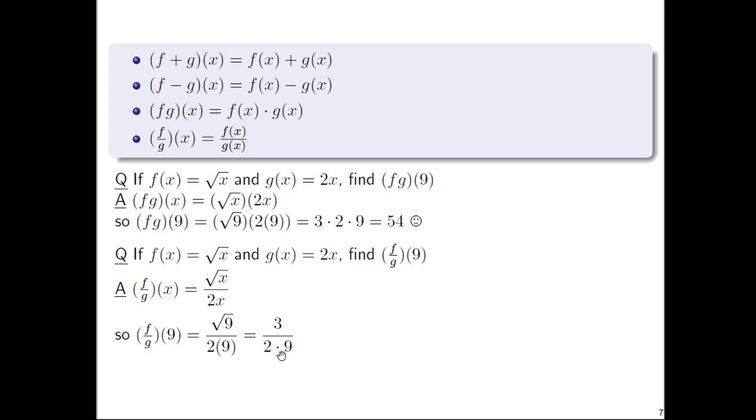Now, we could do 2 times 9 and simplify, but actually, it might just be easier to cancel a factor of 3 on top and bottom. So you have 1 over 2 times 3. In other words, you have 1 over 6.